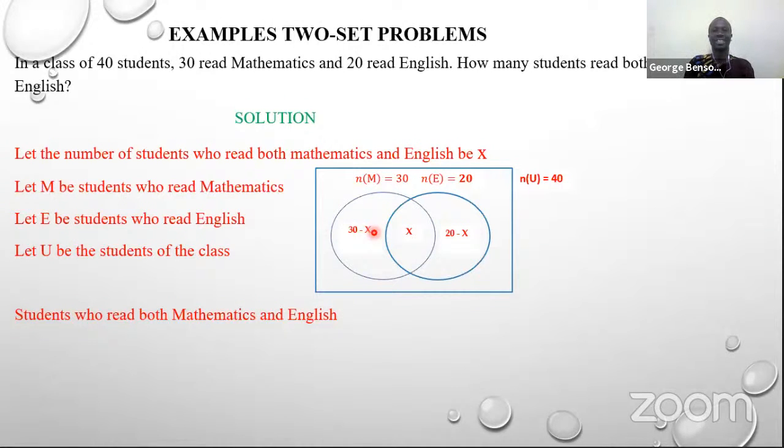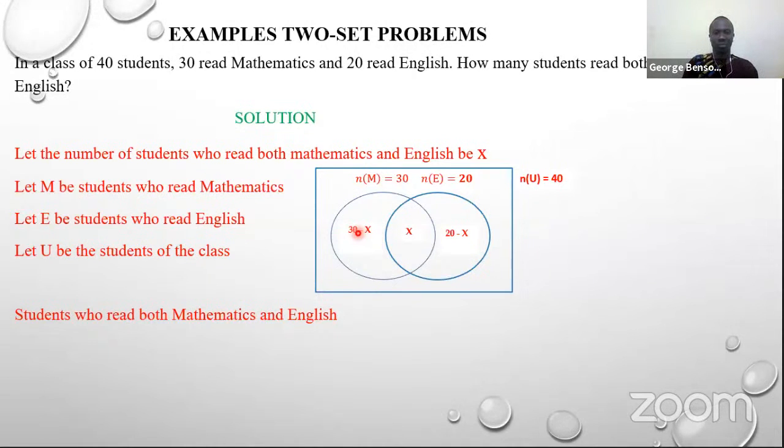Then what normally happens is that since this region, that's where you can see the 30 minus x, is supposed to be those who are doing only mathematics, we have to take out the x. So this region now will be 30 minus x, so that when we are done, we know our x. Then when we take out the x from 30, this will be only mathematics. The same is applicable here. So we do 20 minus x, so that when we are done calculating, this will be only English. So normally that is how we approach it. When we are given a specific value for the intersection, then we subtract it straight away from this. All right.